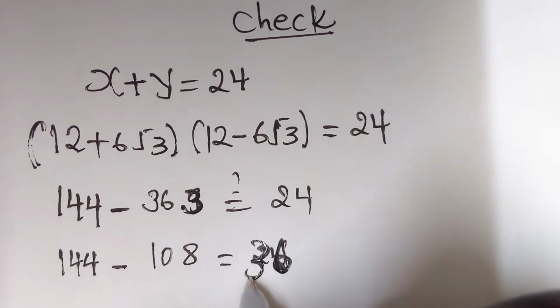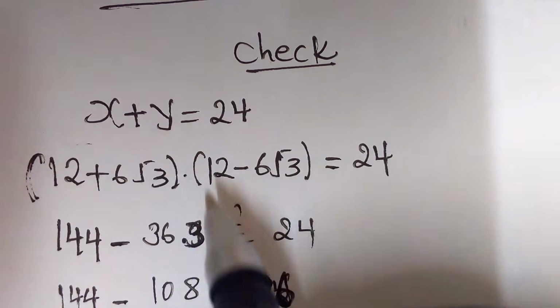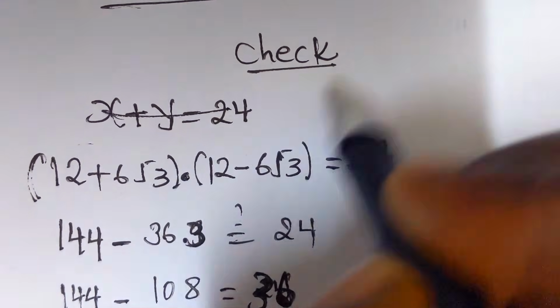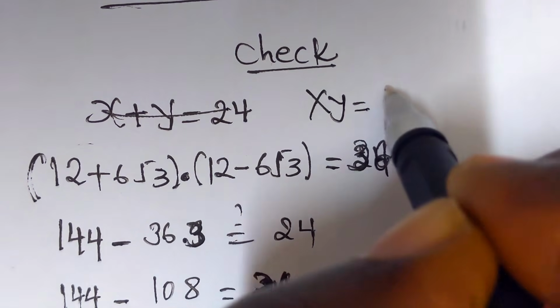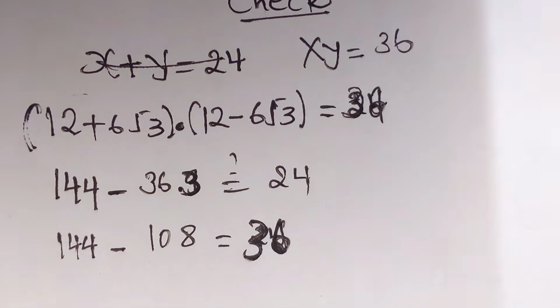Oh, here we forgot: we multiply instead of adding. That is what we have to do. This is xy, which is equal to 36. And of course, the answer is equal to 36.